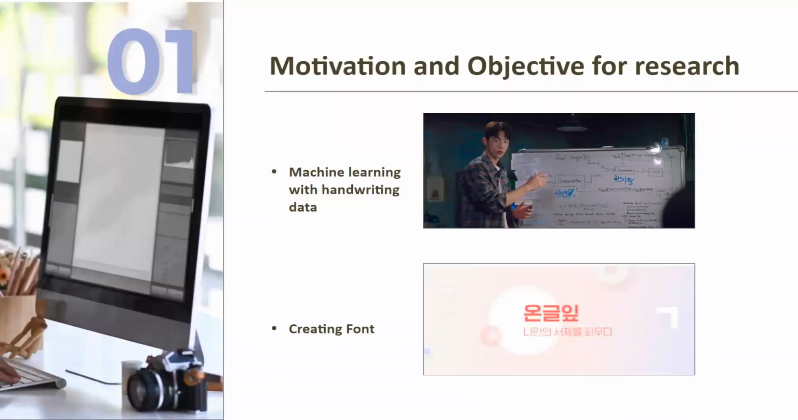A few years ago in a drama called Startup, there was content related to a machine learning algorithm using handwriting data, and our team members watched it impressively. So we decided to use handwriting data for machine learning and finally decided to make fonts using it. When we searched the internet, there was a service that makes fonts from customers' handwriting called Ongulip.